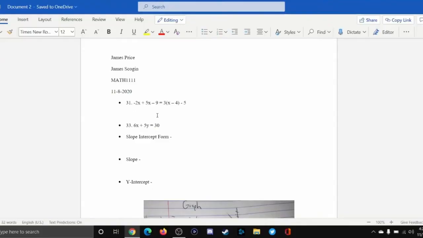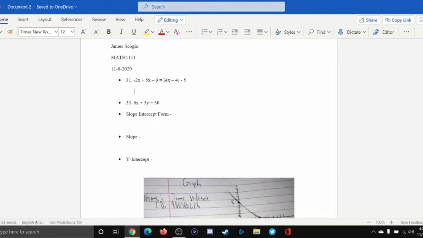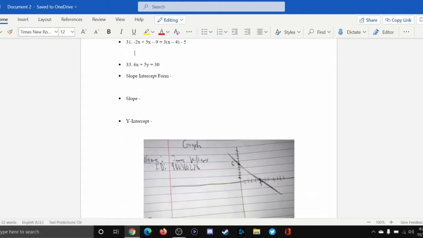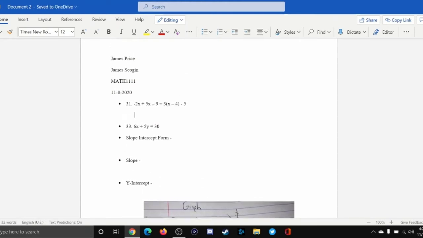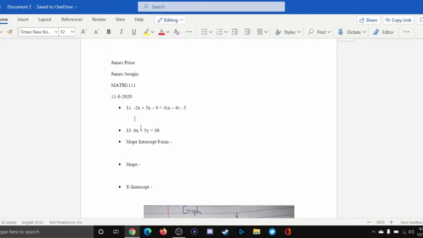I'm James Williams. My ID down here, just to clarify, is 900300276, and these are the problems for the test for Mr. Scogin's math class. The first problem is negative 2x plus 5x minus 9 equals 3 times the quantity x minus 4, minus 5.